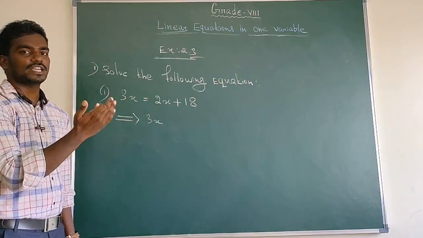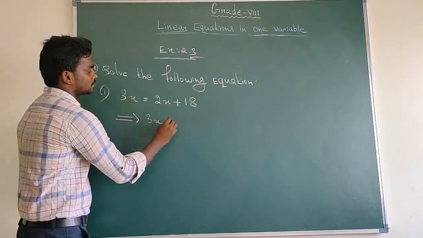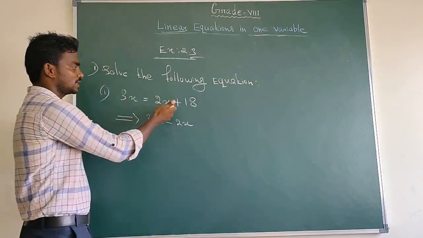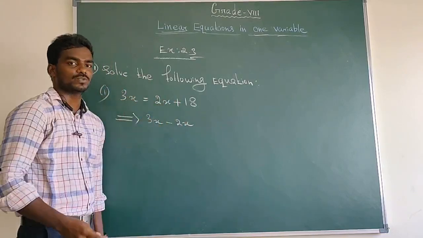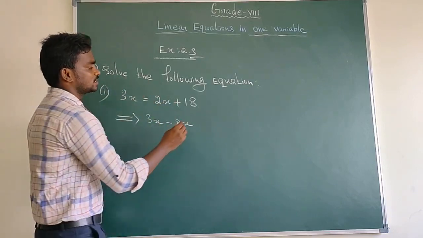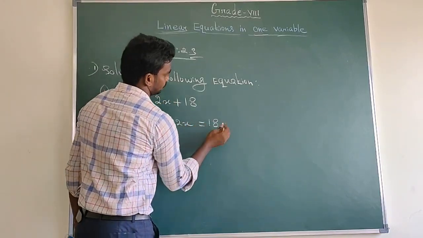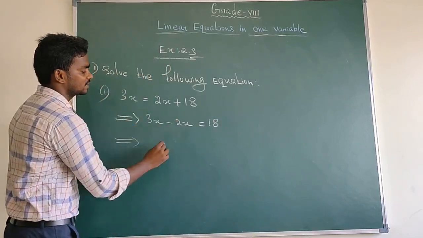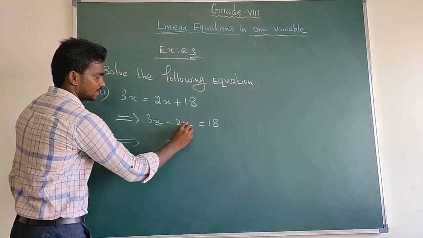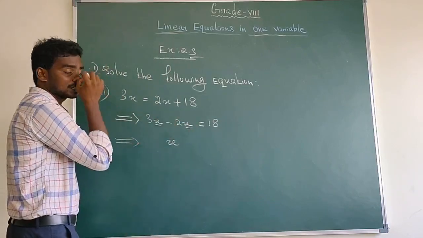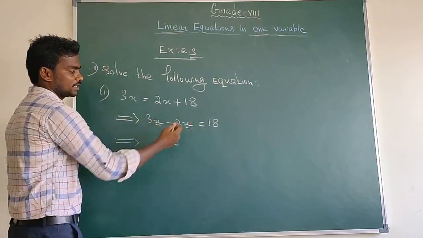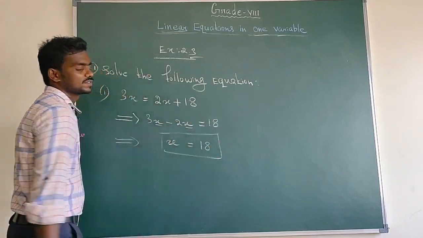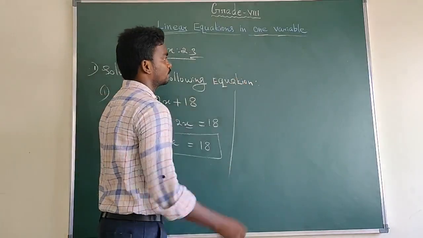So we can separate the variables and constants. 3x minus 2x, because the RHS 2x is a positive value, transposing to the left side it becomes a negative value. So 3x minus 2x is equal to 18. What is the value of 3x minus 2x? It is x, because they are the same variable, so we can combine only the numbers. So 3x minus 2x equal to x equal to 18. This is the concept of solving the linear equation. Next, the second one.